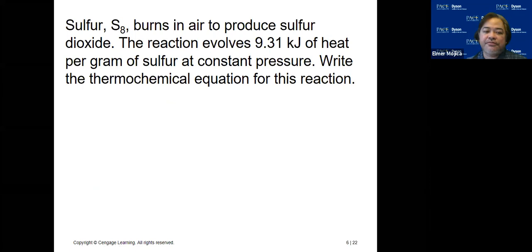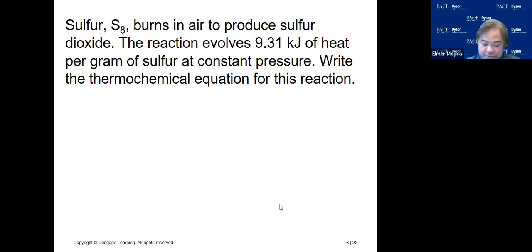Okay, so let's try to work on a particular problem. Sulfur burns in air to produce sulfur dioxide. The reaction involves 9.31 kilojoules of heat per gram of sulfur at constant pressure. Write the thermochemical equation for this reaction. So we are asked to write the thermochemical equation here of sulfur.